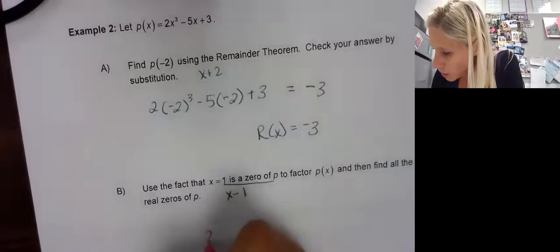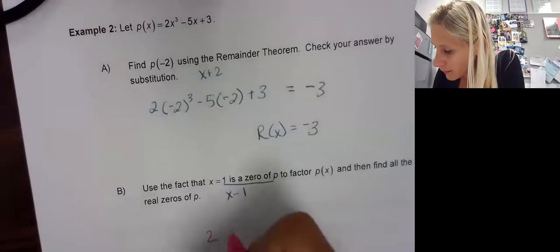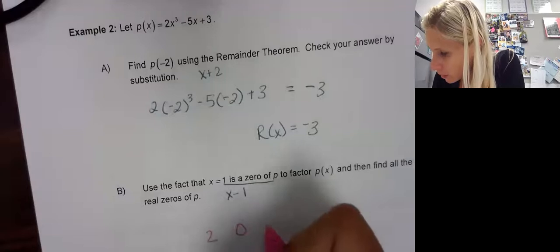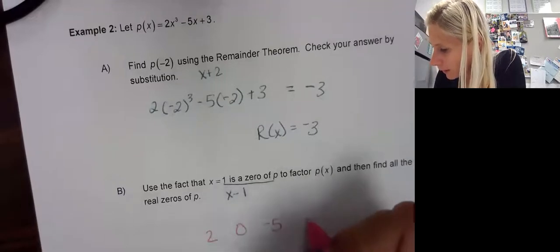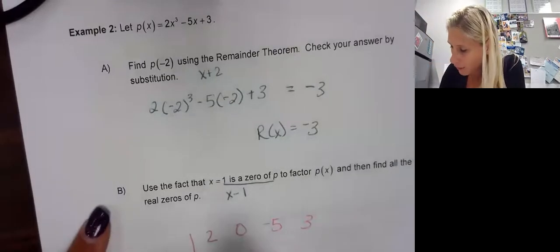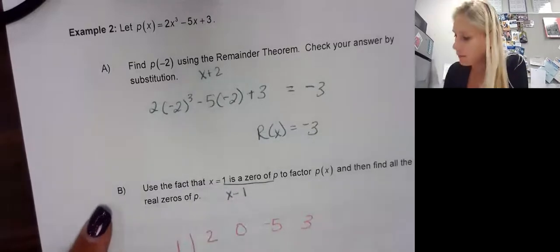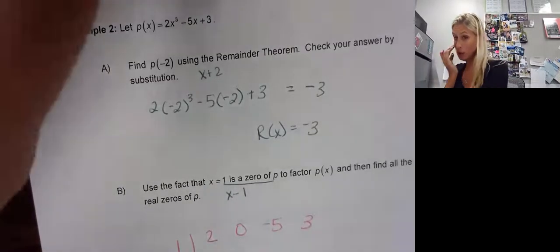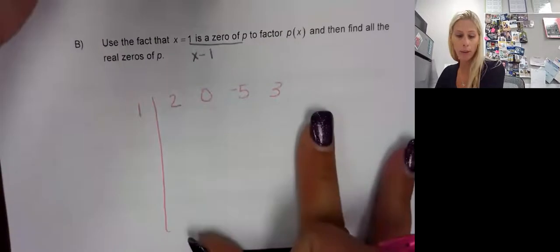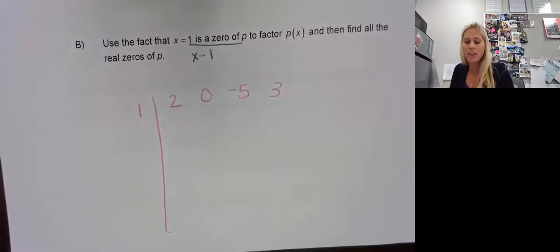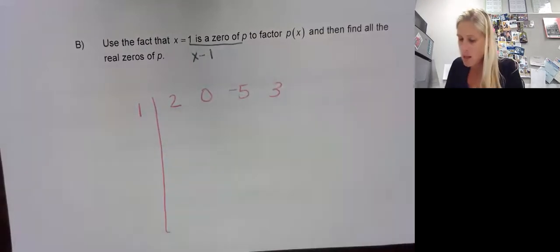So I have 2, 0, negative 5, and 3. You don't have an x squared term, so don't forget that 0. And then, of course, we're going to use the value of 1. Now, we know that this should work, so we should get no remainder here. But that's going to help us factor even more, by using the quadratic formula.